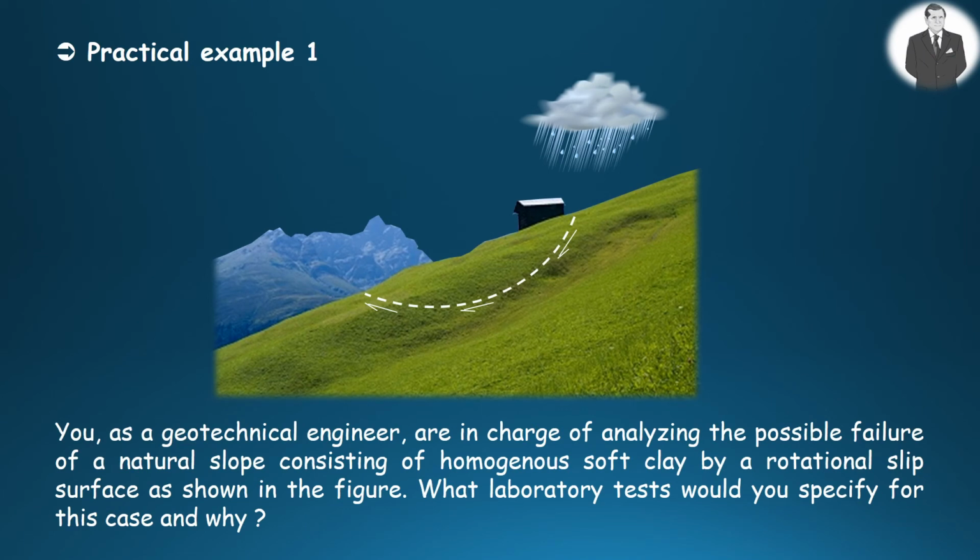Practical example 1. You, as a geotechnical engineer, are in charge of analyzing the possible failure of a natural slope composed of homogeneous soft clay by a rotational slip surface, as you see in the figure. What laboratory tests would you specify for these cases and why?